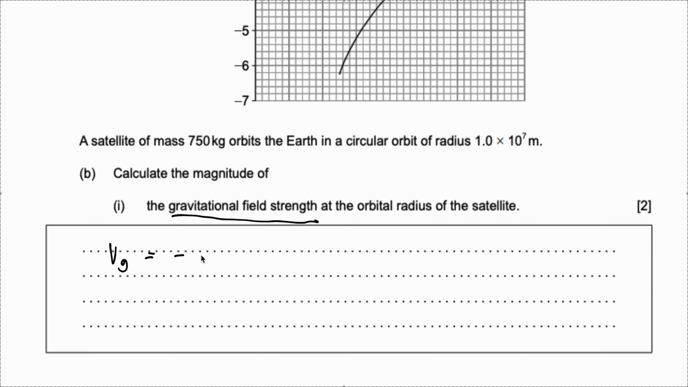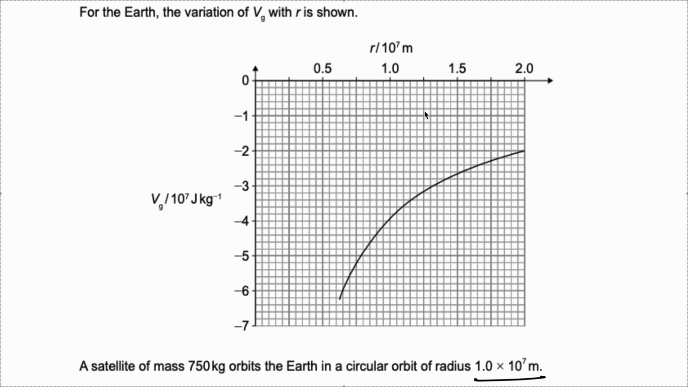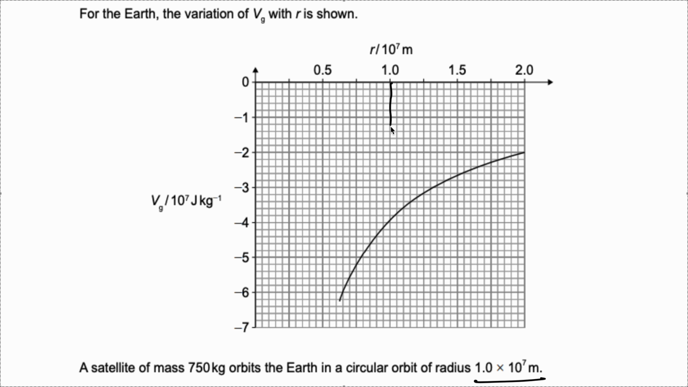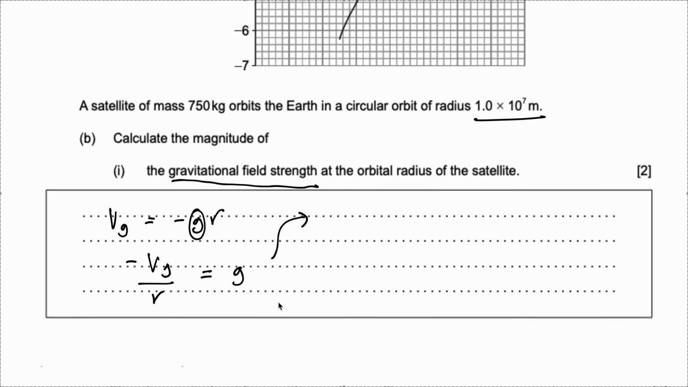Vg is equal to negative g r. So g is what I want to solve for. So I can basically say negative Vg over r is equal to the gravitational field strength. Now, what is the gravitational potential at the point that they want? 10 to the power of 7. So if I just check, the orbital radius at this point is approximately negative 4 into 10 to the power of 7 joules per kilogram.